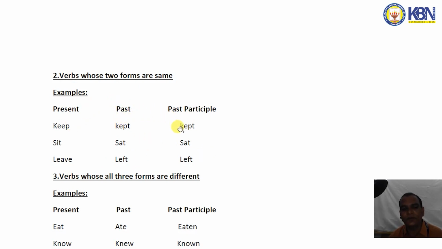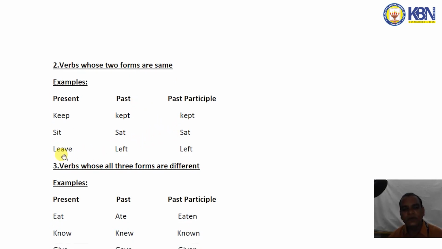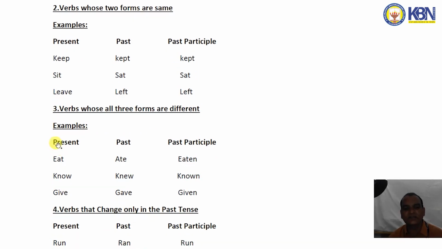అదే పాస్ట్ ఫామ్‌ని మళ్ళీ పాస్ట్ పార్టిసిపుల్‌గా రాస్తాం. బేస్ ఫామ్ వచ్చేసి సిట్, దాని పాస్ట్ ఫామ్ వచ్చేసి సాట్. అదే పాస్ట్ ఫామ్‌ని మనము సెకండ్ పద్ధతిలో పాస్ట్ పార్టిసిపుల్‌గా రాస్తున్నాము. అట్లానే లీవ్, లెఫ్ట్, లెఫ్ట్. దట్ ఈజ్ ద థర్డ్ వే.